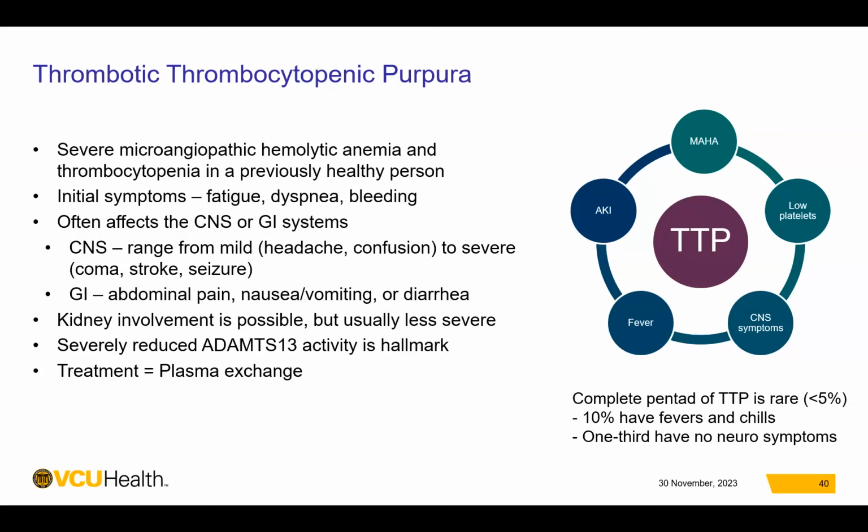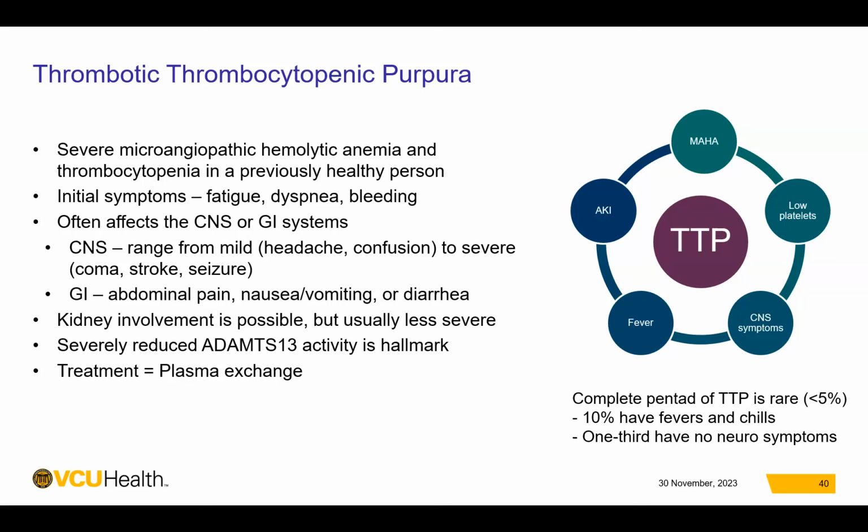Okay, let's talk about TTP. So you all probably recall from med school the classic pentad of TTP: MAHA, thrombocytopenia, neurosymptoms, fever, and acute kidney injury. It's important to know that that complete pentad is actually pretty rare. Less than 5% of people will have all 5 things. But it's important to think about TTP when you have someone who has a severe microangiopathic hemolytic anemia and thrombocytopenia in a previously healthy person.